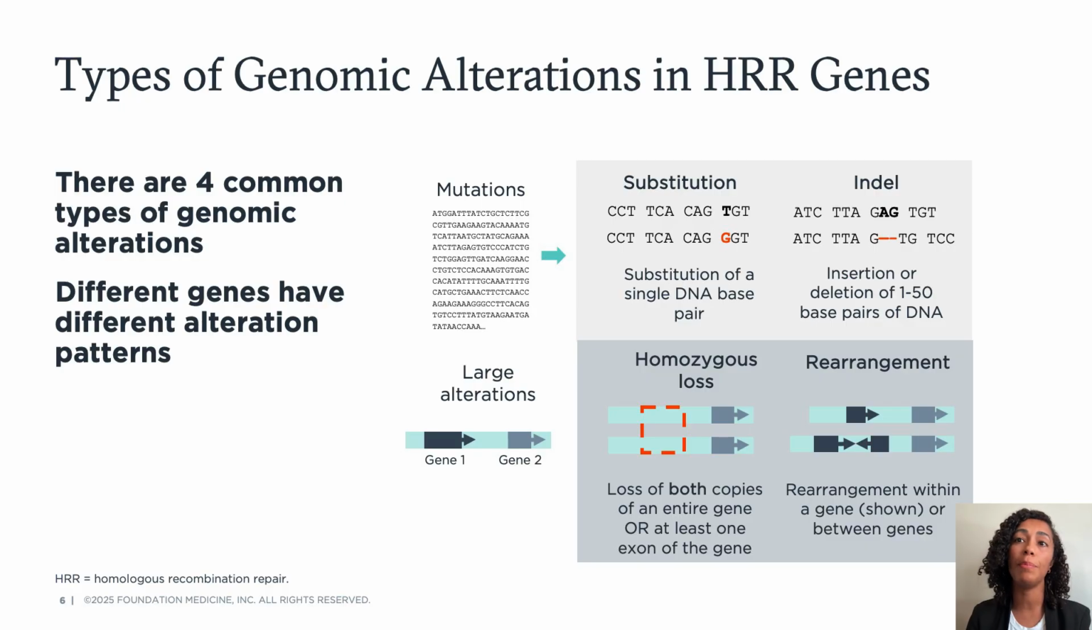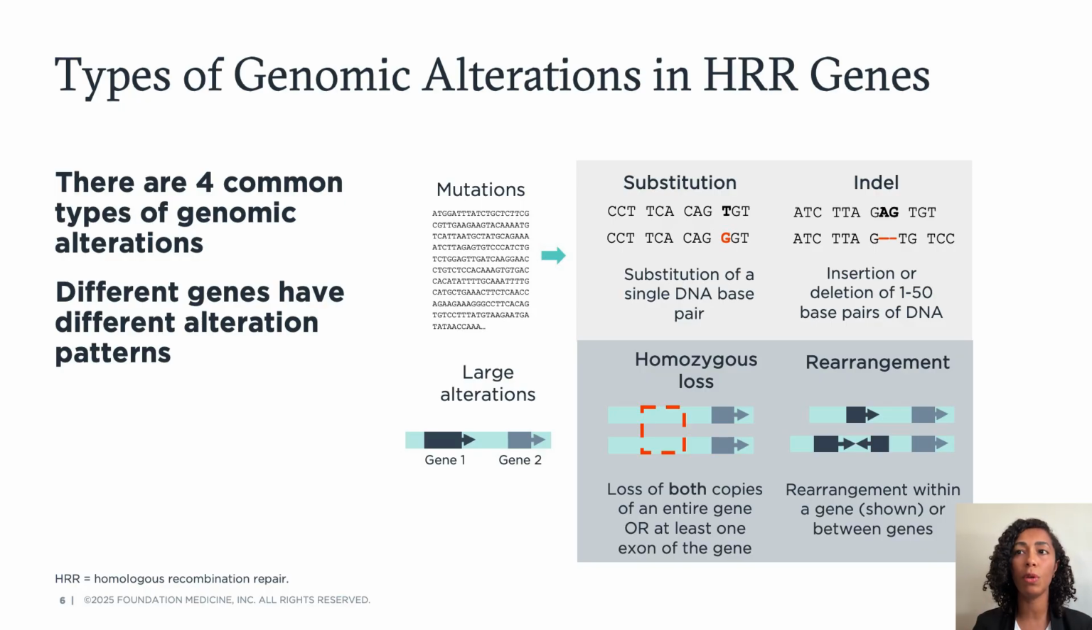Thank you, Sonia. My name is Ilian Cortez, and next I'll review the 4 common types of genomic alterations. Mainly, they can be subgrouped into mutations and large alterations. Mutations include point mutations. These are substitutions of a single base pair. Insertions and deletions, also called indels, can include additions or loss of 1 to 50 base pairs, which can cause frameshift mutations. Large alterations include copy number variations.